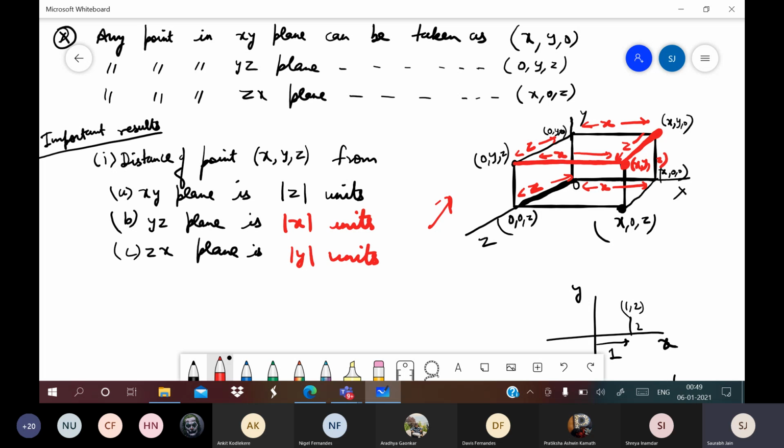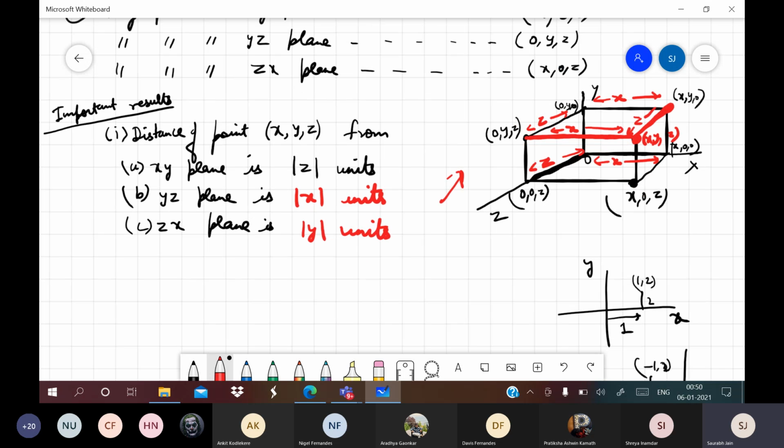How do you observe this thing? In XY plane, z is coming. From YZ plane, x is coming. From ZX, y is coming. So it is easy to remember the result also.